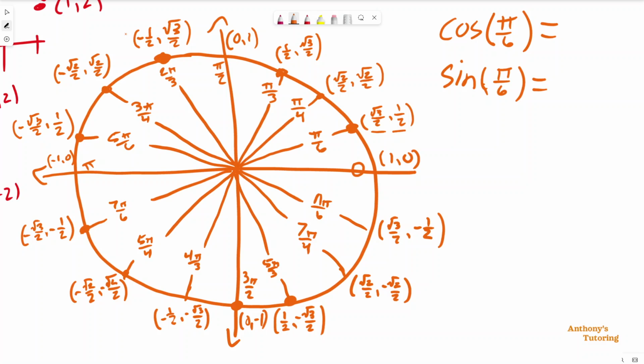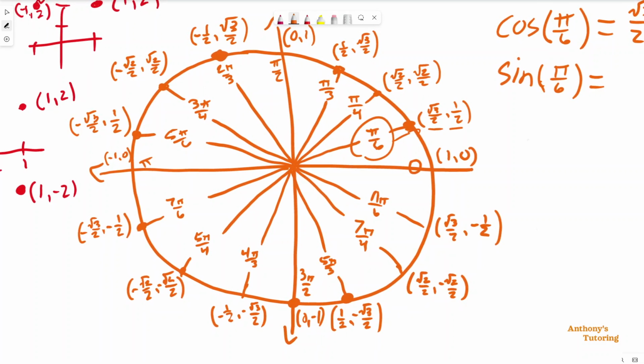So for cosine of pi 6, we find pi 6, we look at the coordinate, it equals root 3 over 2, comma, 1/2. Cosine comes first in the alphabet, so we know the first number is cosine. So the first number is root 3 over 2. For sine of pi 6, we find pi 6, find the coordinate. Sine comes after cosine in the alphabet, so we know the second number is the number for sine. So sine of pi 6 is 1/2. And that applies for all of the coordinates here. The first number is the cosine, the second number is the sine, because C comes before S in the alphabet.